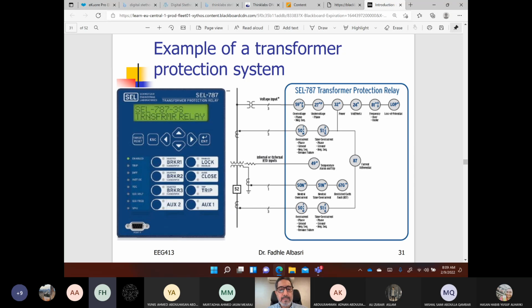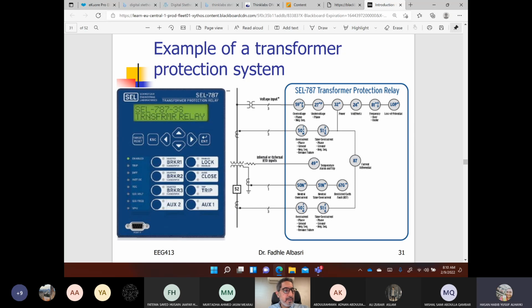Shunt fault and open phase, these are types of faults. How do I know that we have an open phase, or a short circuit? How do you know there is an overload? Based on what do I take decisions? Overcurrent, based on current measurements. If there is a current higher than the full load current or normal current, then this is one criterion of detecting faults.